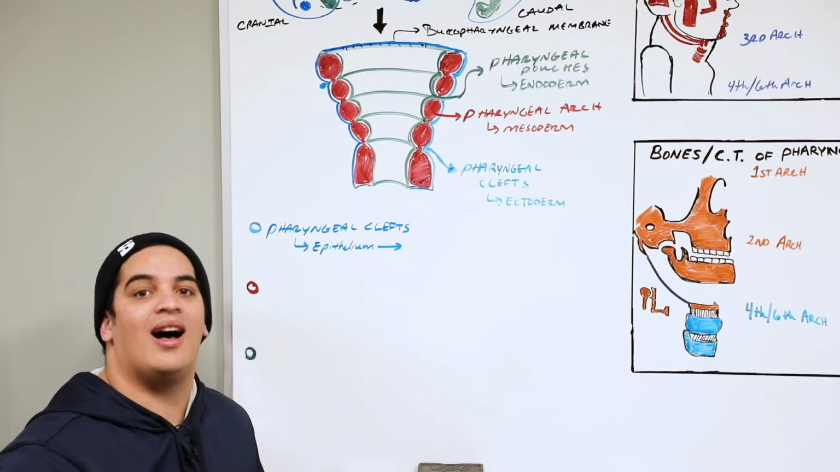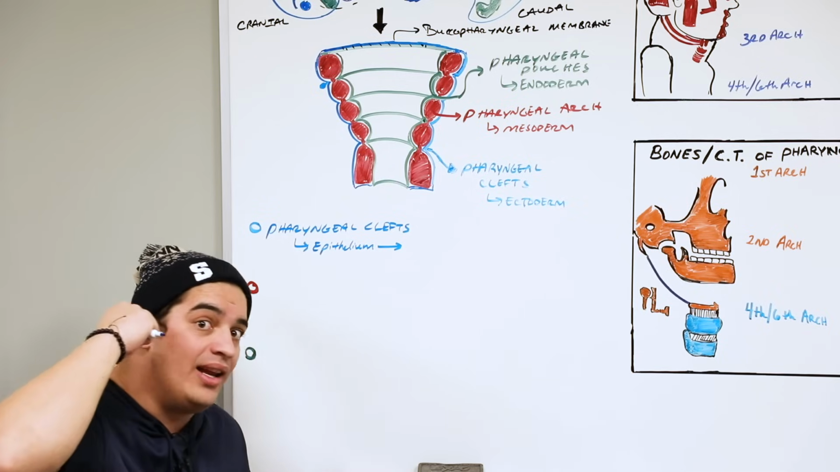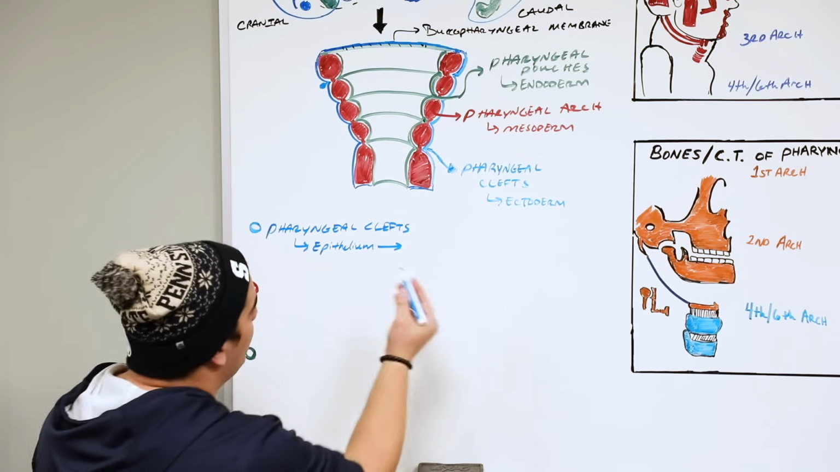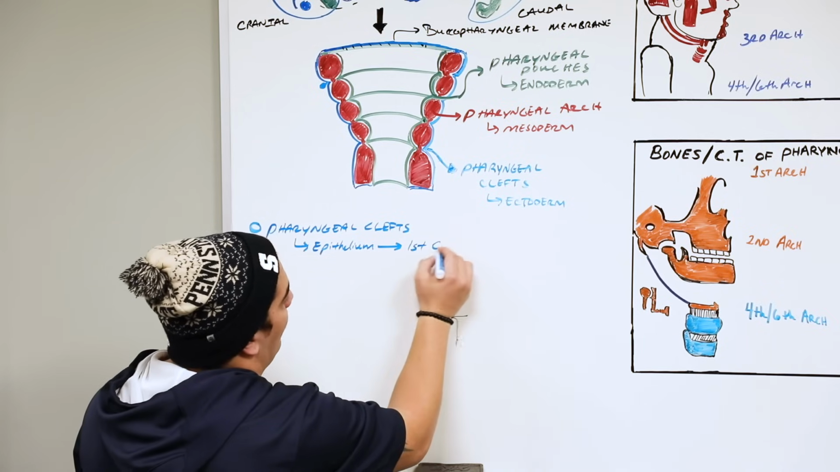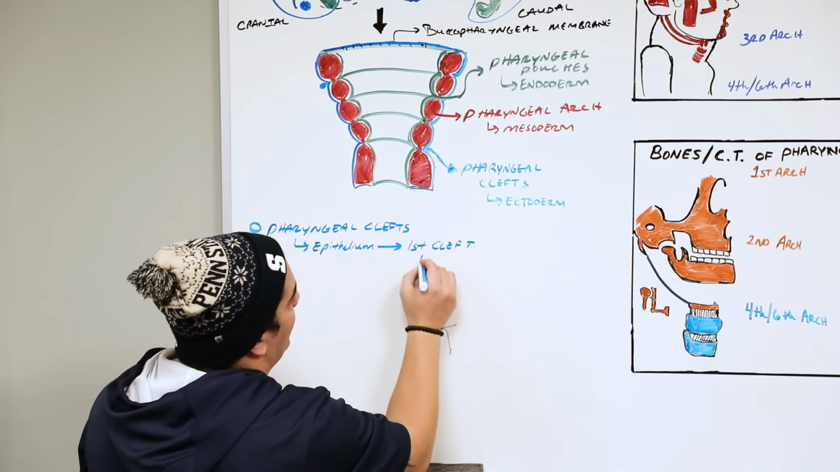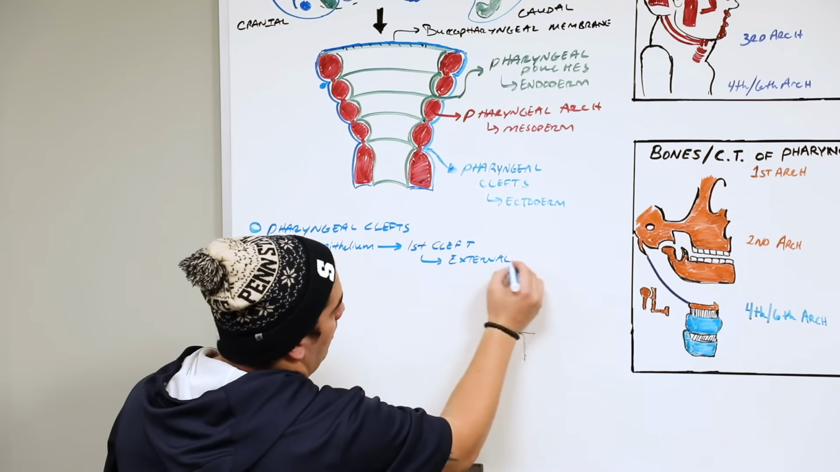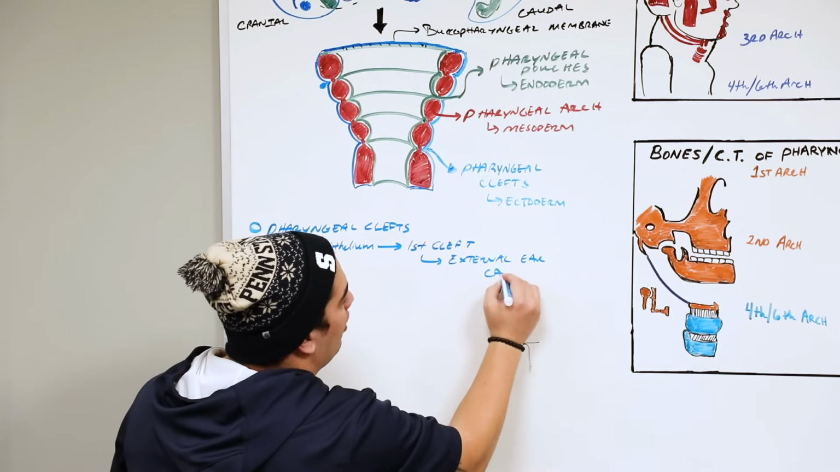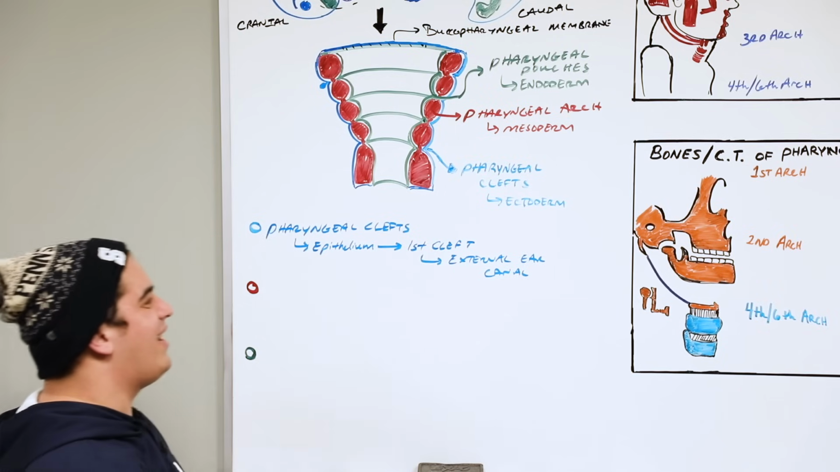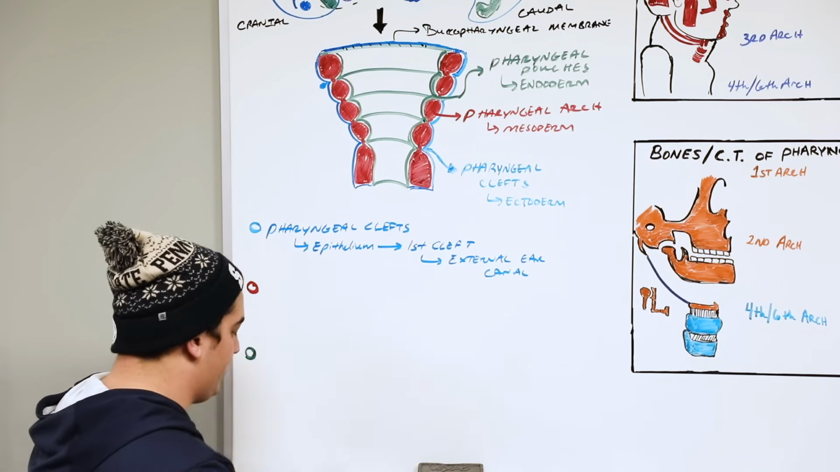And really what it's going to do is cover a particular area. The first one covers the lining of the external ear canal. So if you really want to remember it, the first cleft gives way to the lining of the external ear canal. That's really all I want you to know about the pharyngeal clefts. Other than that, nothing really specific to it.